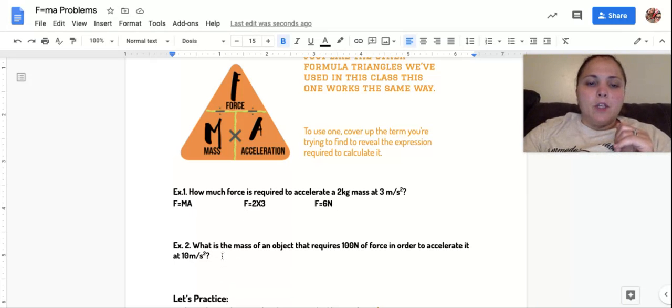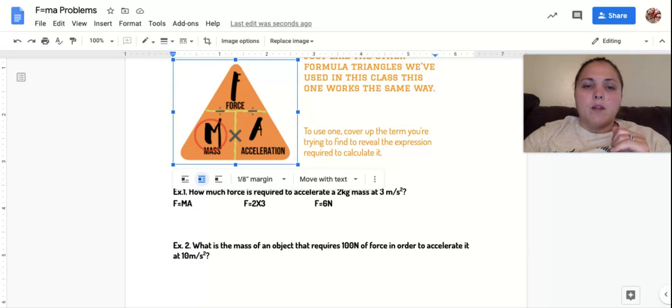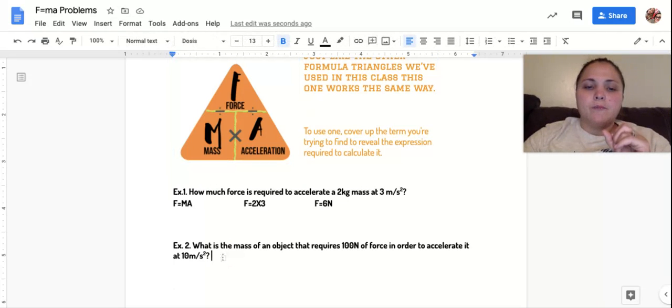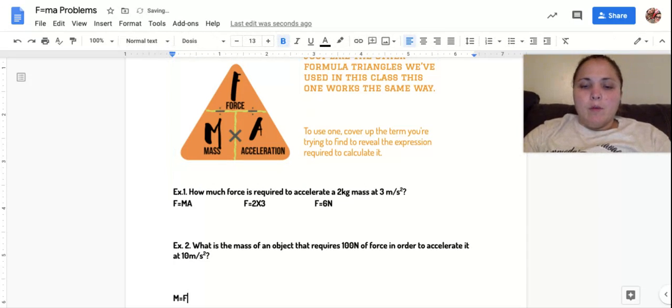Example number 2 says, what is the mass of an object? So that's what we're solving for. What is the mass? So we cover up mass, and we're left with force divided by acceleration. What is the mass of an object that requires 100 newtons of force in order to accelerate at 10 meters per second squared? So we're solving for mass, so we're going to do M equals, and when we cover that up, we have F over A. And we can show that with a slash.